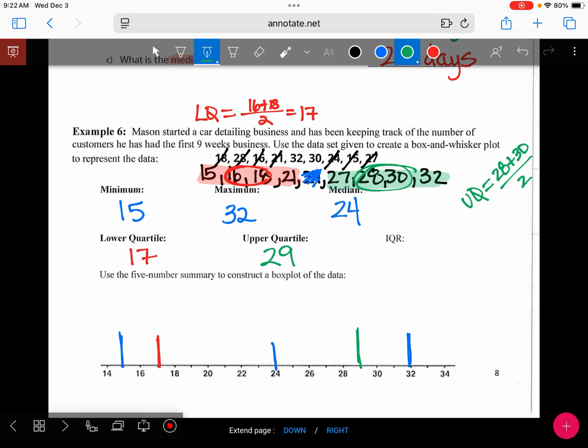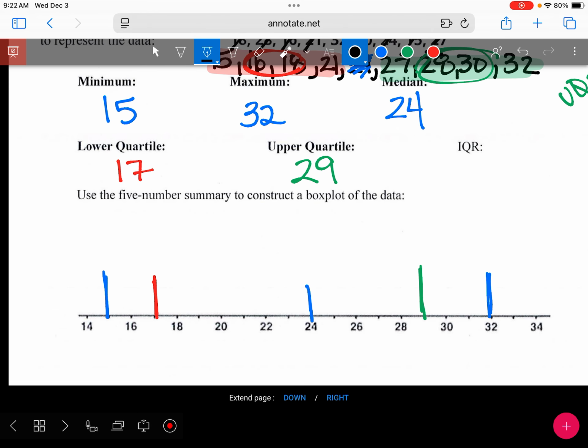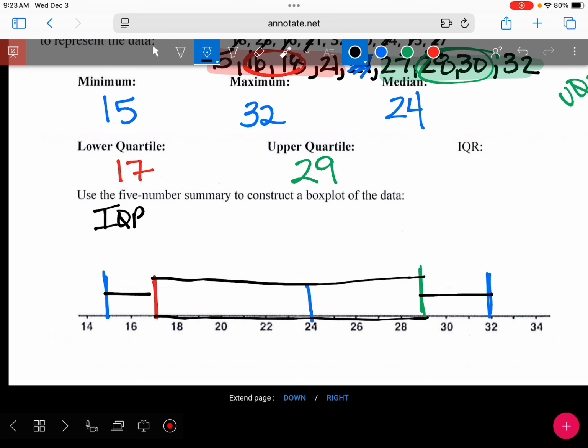Now, the middle 3, we're going to connect these to make a box. And then we just draw the whisker. All right, so let's talk about IQR and range. Just a reminder, to find your IQR, you're going to subtract the upper quartile minus the lower quartile, or Q3 minus Q1.